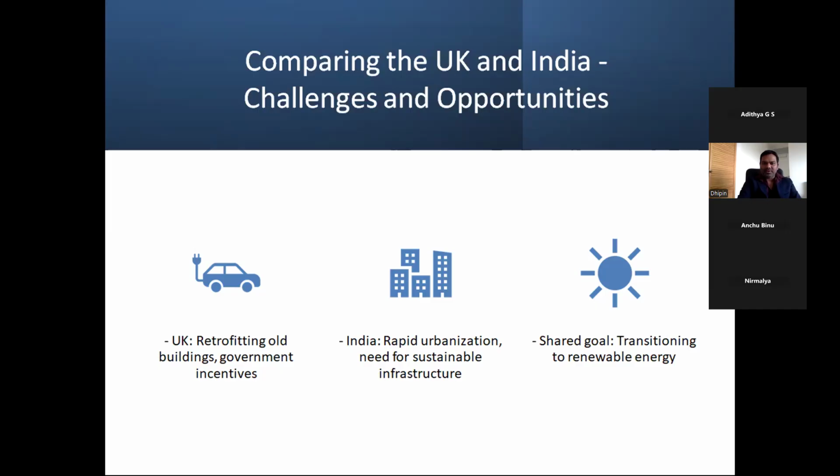Rapid urbanization: I've seen the growth in the cities. It's much faster than anywhere in the world, considering the way cities are being developed in a country like India. There is a need for sustainable infrastructure, and the shared goal is transitioning to renewable energy. That's the ultimate goal that we all share.